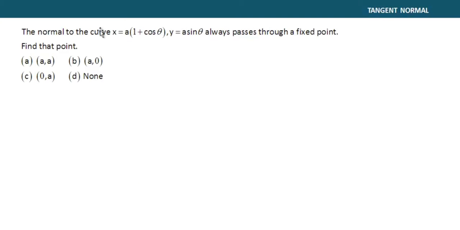Okay, so the next question is based on the normal to the curve. It says that the normal to the curve passes through a fixed point. You have to find that point. Okay, and the 4 options are given to you as well. So first of all, you see that the equation of the curve that is given to you is in parametric form, right? So this is x is equal to 1 plus cos theta and y is given to be a sin theta, right?